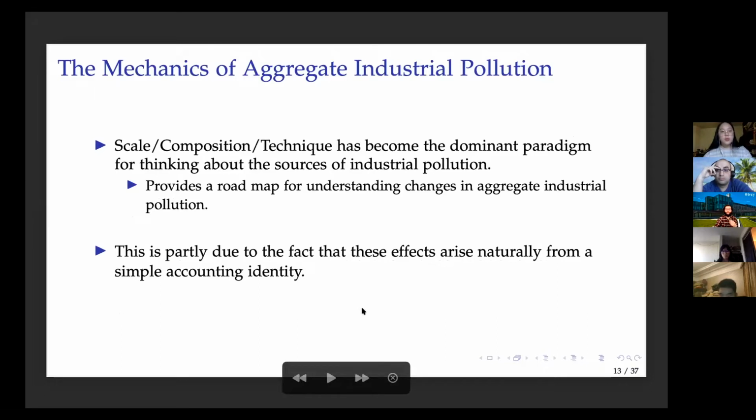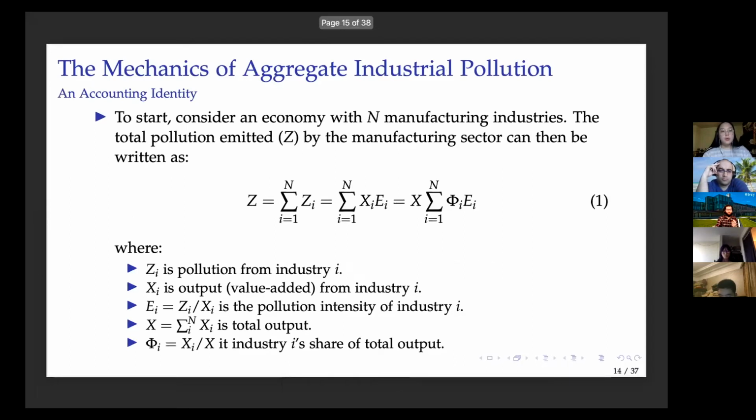And one of the reasons this has become the dominant paradigm is that it arises pretty naturally from a simple accounting identity. This is essentially what Arik Levinson walks through in that 2015 paper I shared with you. The way we think about this is, let's imagine there's an economy and we want to understand what's happening in the manufacturing sector. And let's suppose there are n different manufacturing industries that compose that sector. Then we can reflect the total pollution emitted by that sector, capital Z, as the following decomposition. Total sectoral pollution is just equal to the sum of industrial pollution from each industry.